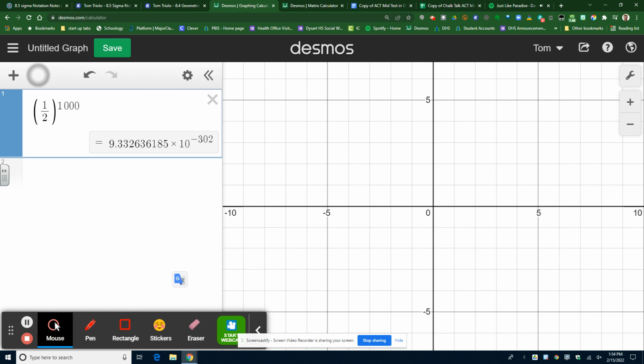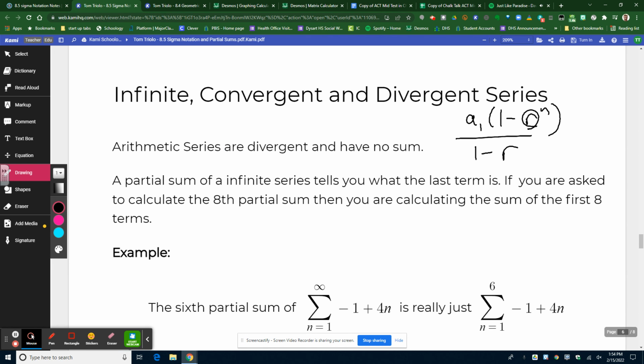Hey, take a look. 1/2 to the 1,000 power, which isn't even close to infinity, gives me 9.33 times 10 to the -302, which means I've got more than 300 zeros after a decimal place. With something with 300 zeros, what is that really, really close to? 0. So this becomes nothing because it's 1 minus 0. What's 1 minus 0? No, 1. And then 1 times a.